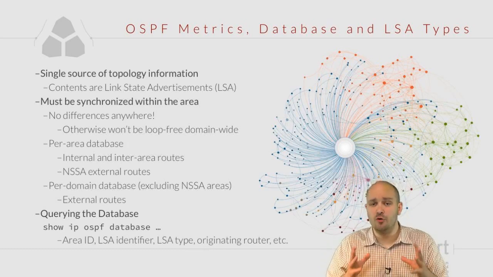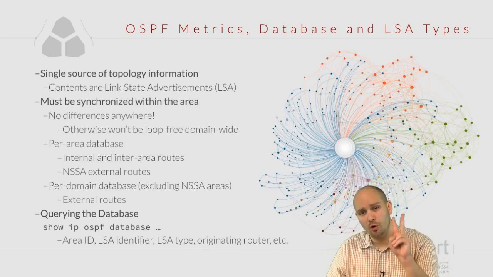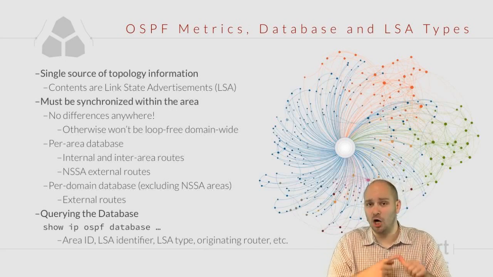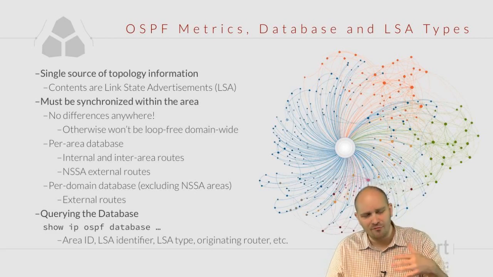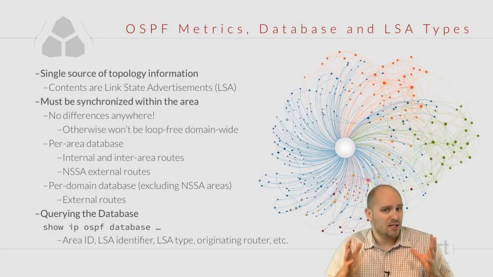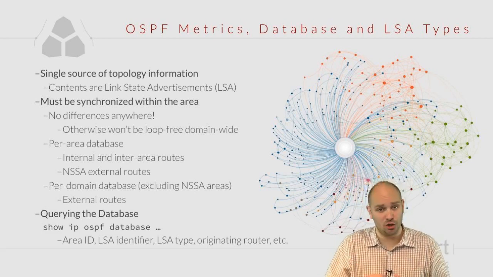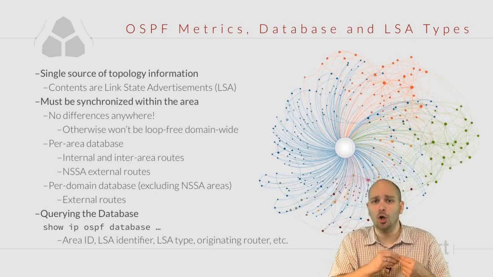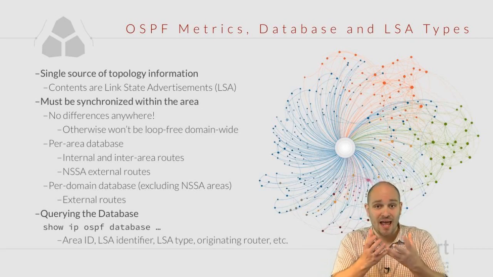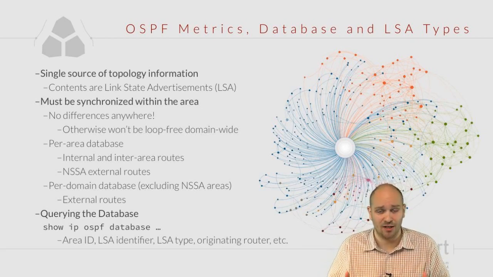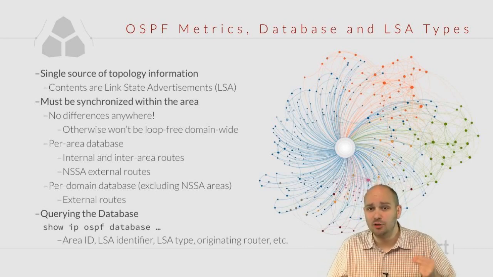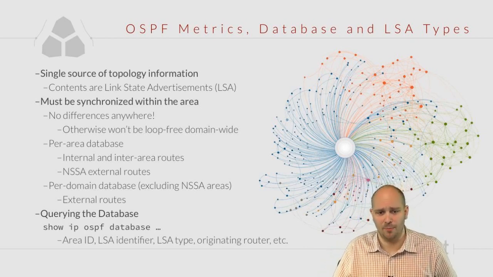So OSPF requires two components to create a loop-free environment. One component is synchronized databases. That means that every single router in the area is using the exact same information to calculate the paths, and then it requires a loop-free calculation. And this is provided by the Dijkstra algorithm, by the SPF calculation. So two things that lead to a loop-free environment.